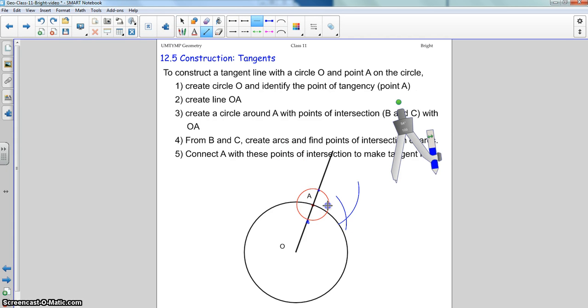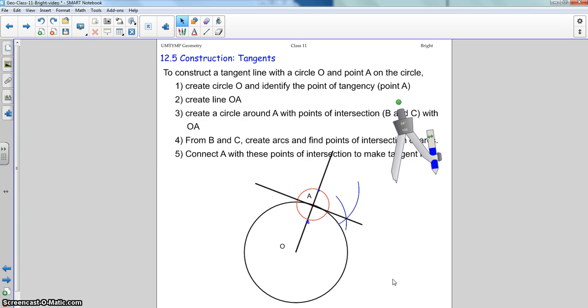So from A to this point, and now I'm going to extend that line through. And I have just created my tangent line through A, a tangent line that passes through A to circle O. Okay.